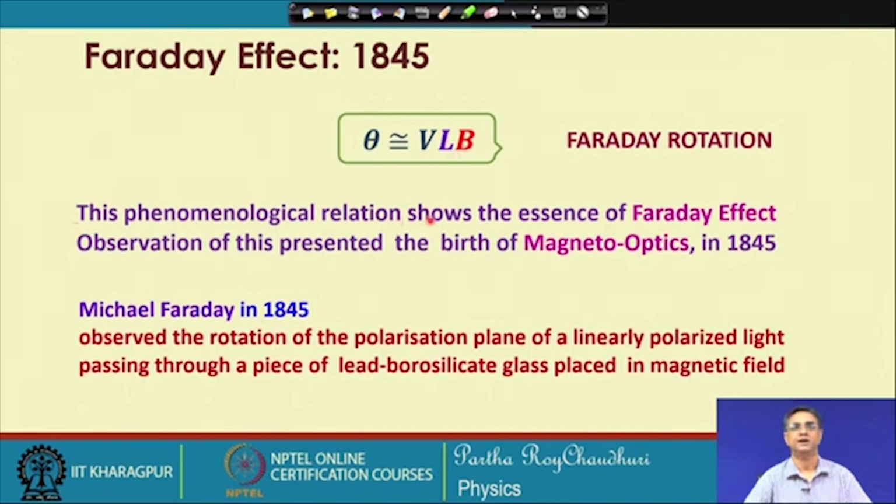This phenomenological relation shows the essence of the Faraday effect by describing the electrons in circular motions and interacting with the left and right circularly polarized light. We see the essence of the Faraday effect, and this observation presented the birth of magneto-optics. He observed for the first time the rotation of the plane of polarized light when it was passing through a piece of lead borosilicate glass, which was placed in a magnetic field.